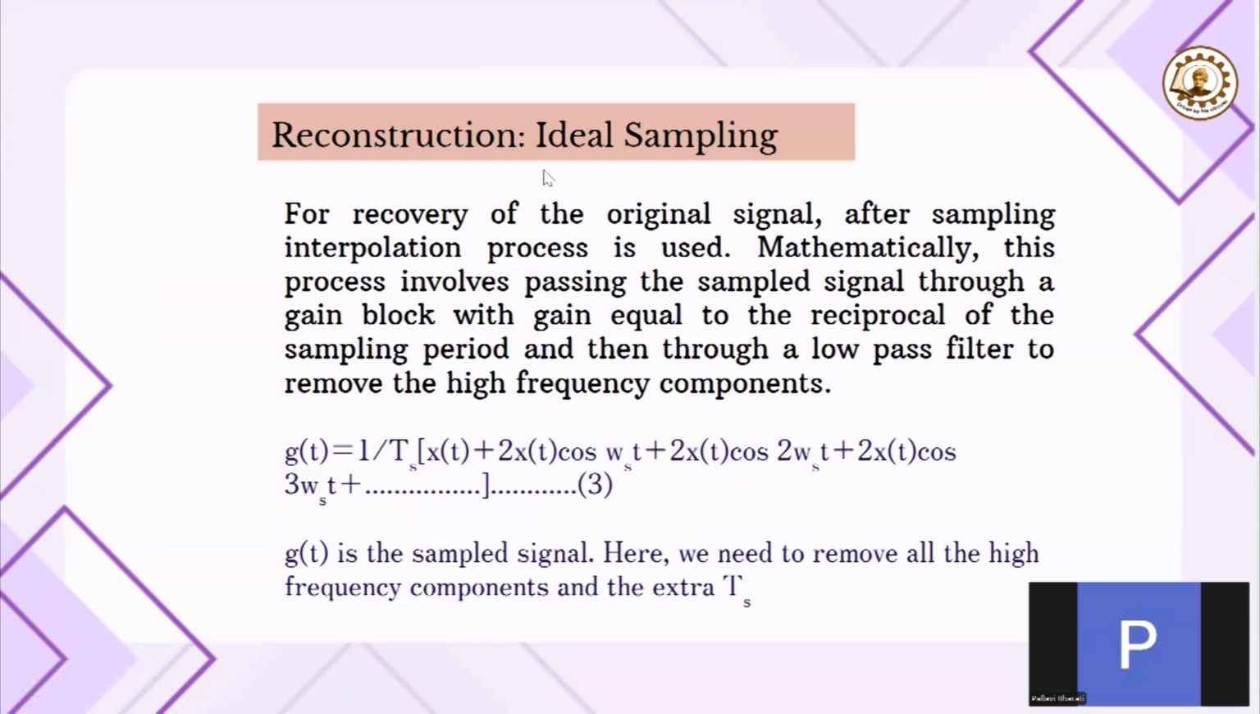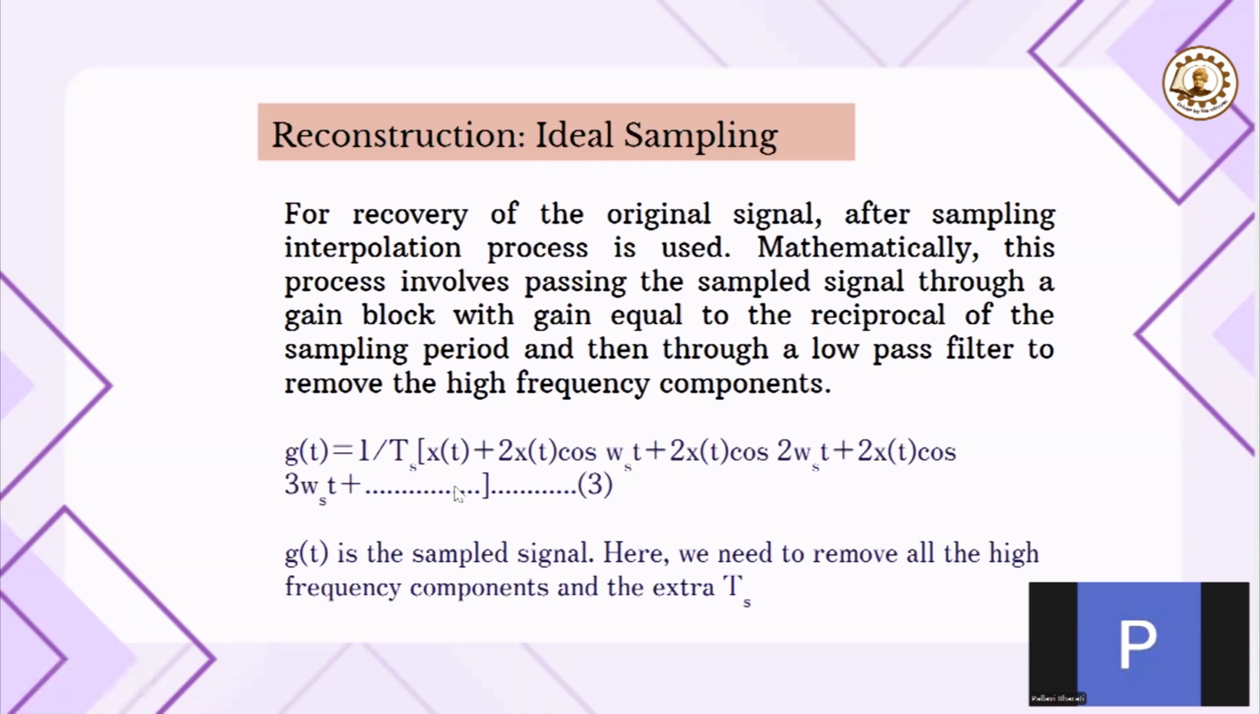Now the reconstruction, when you are recovering the ideally sampled signal, what we do is, see, we don't want all these values, 2 x of t cos omega s t, all these are higher frequency signals, 2 times omega s. This is 1 time omega s. This is 3 times omega s.